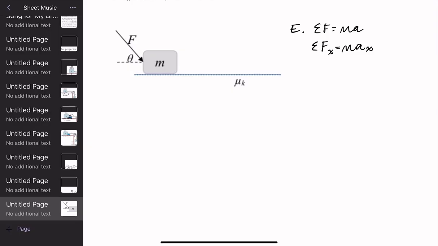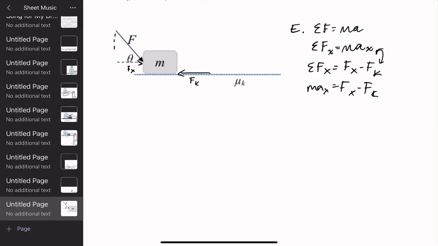Now we know that there are only two forces acting on the block horizontally, which is this component, Fx, and this force, Fk. So net force in the x direction equals Fx minus Fk. And we can just set these as equal to each other.